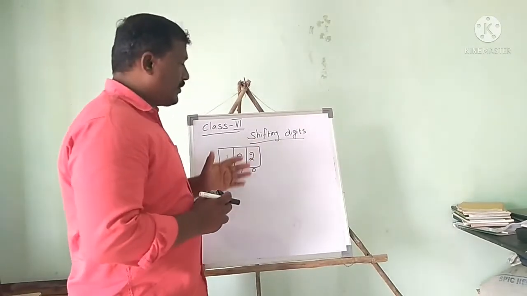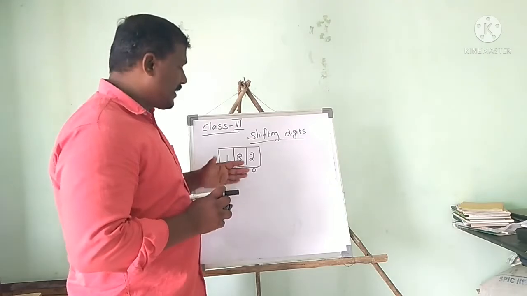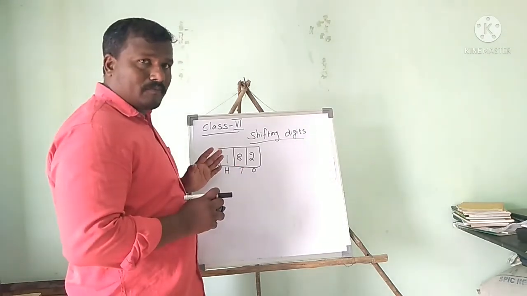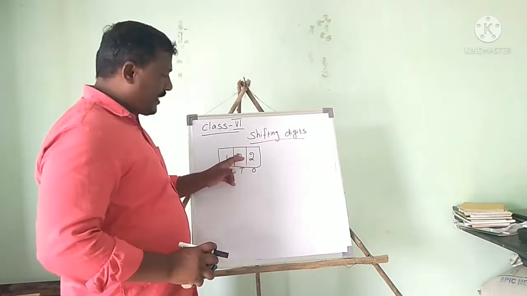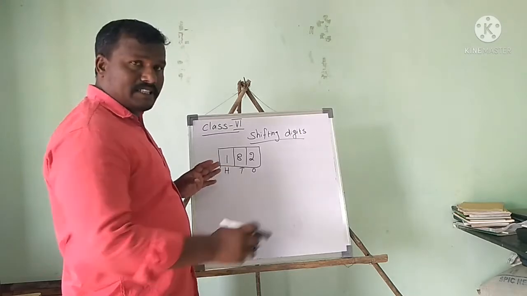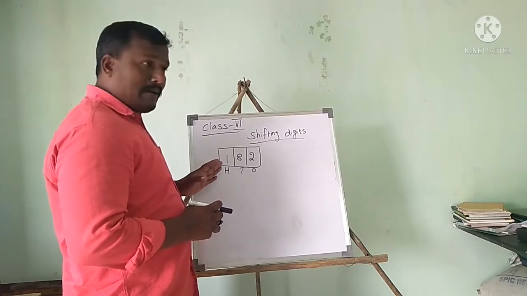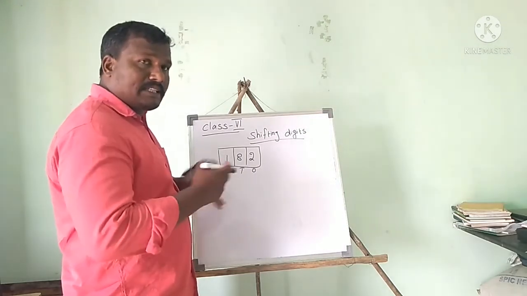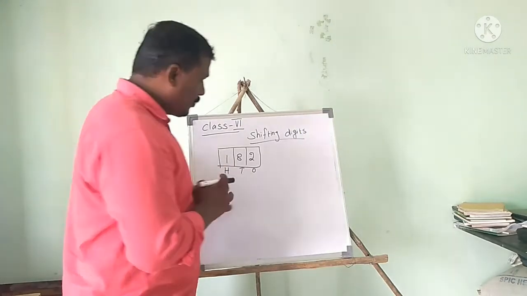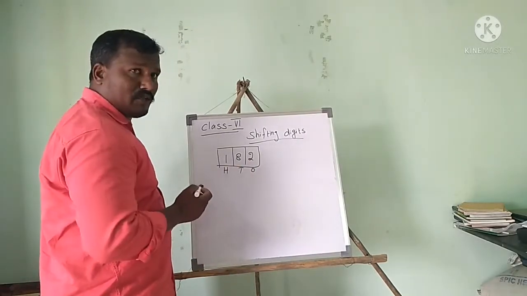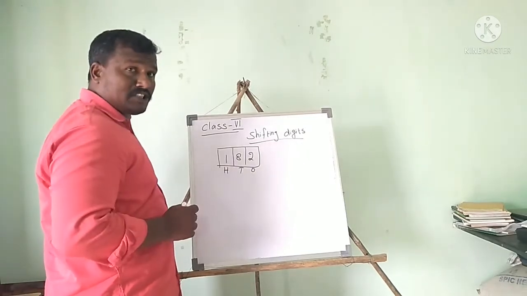Okay students, now we are going to discuss shifting digits. What is meant by shifting digits? Let me take an example number, 182. If you look at it, 2 is the ones place, 8 is the tens place, 1 is the hundreds place. So ones, tens, hundreds. Now I am going to shift any digits to make the greatest or largest number and the smallest number. I am going to shift the digits. Each digit has a place value.